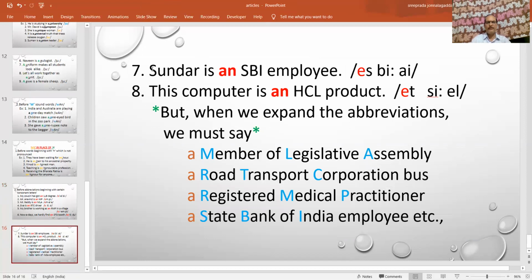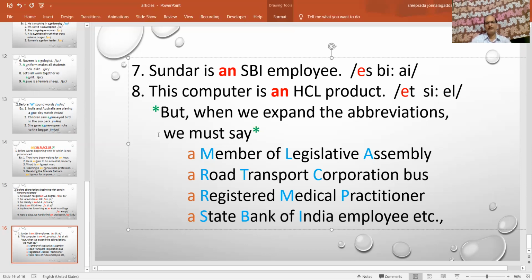Here are some more examples where we have to use an before abbreviations. Sundar is an SBI employee. SBI, here also the sound is A. Even though the letter is S, the sound is A. That's why an SBI employee. For example, this computer is an HCL product, not a HCL product. The sound is H, A, a vowel sound. That's why we have to use an before this abbreviation HCL.